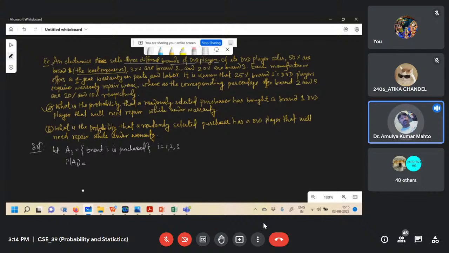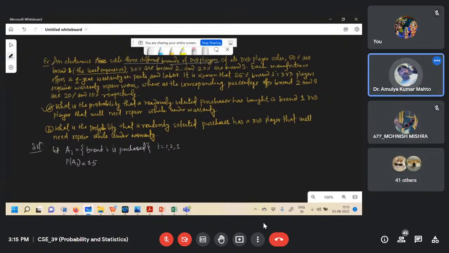50% are brand 1, so 1 by 2, that is 0.5. What is the probability of A2? It's 30%. 30% are brand 2 and 20% brand 3. So the probability of A2 is 0.3, and the probability of A3 is 0.2.